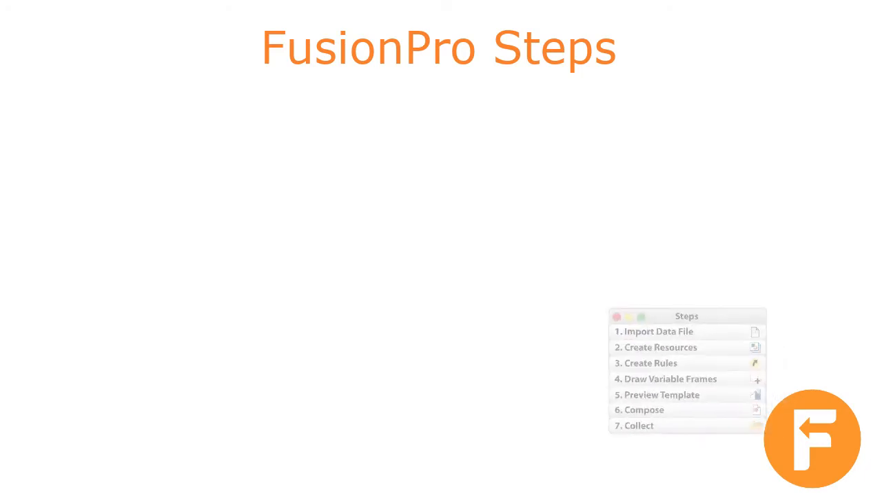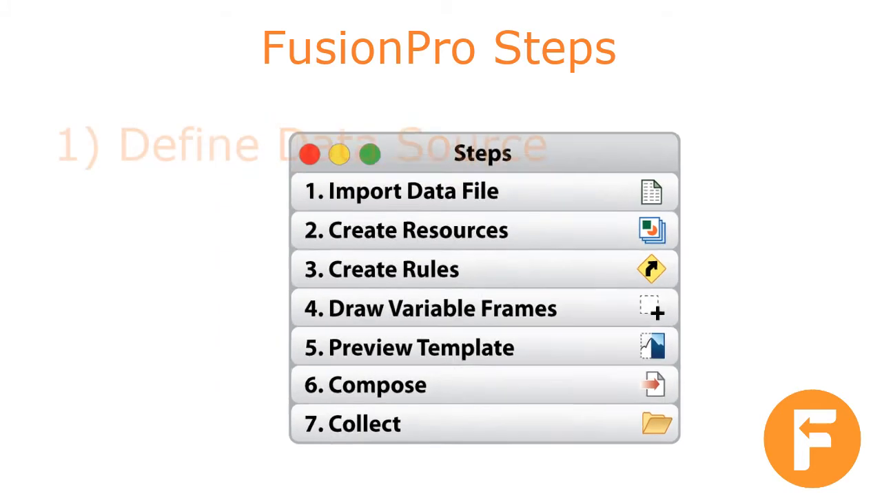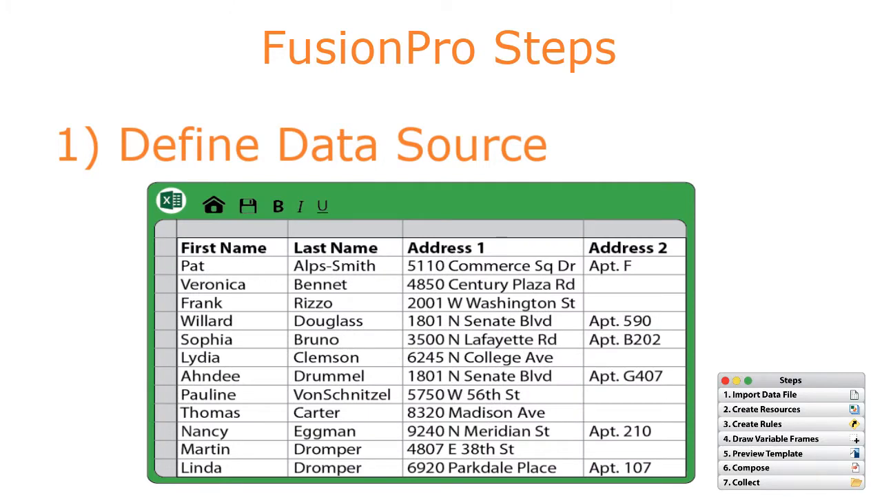To aid in the process, FusionPro offers a palette to outline the 7 steps used to build the template. Step 1. Defining a data source. FusionPro is a data-driven application. This is the most important step in the process, as the data file provides 2 critical pieces of information: the field names, which is in the header row of the data source, and the records containing the actual data used to display the variable content in the output of the document.